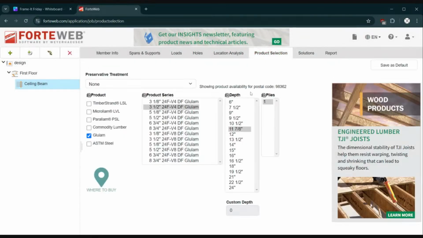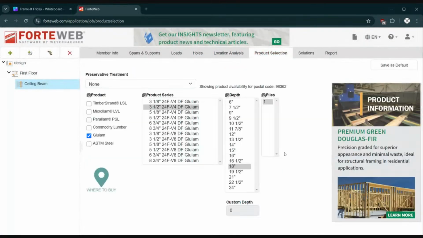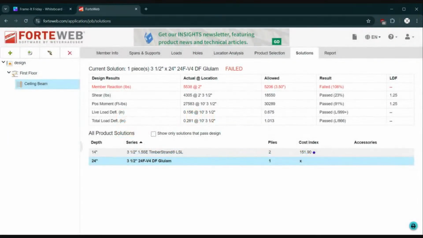We're failing like crazy. Okay. So if we take a glulam, let's try a 3.5 glulam, and we make it taller, we're still failing. We make it 24 inches, as tall as possible. Okay, here's what I wanted to say. The beam passed. It's not going to break. The deflection's good, 0.28 inches.